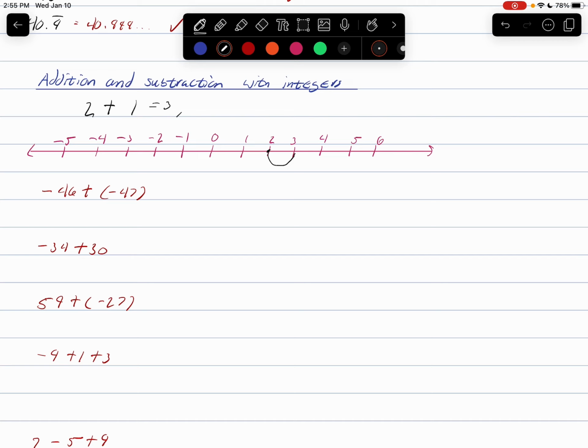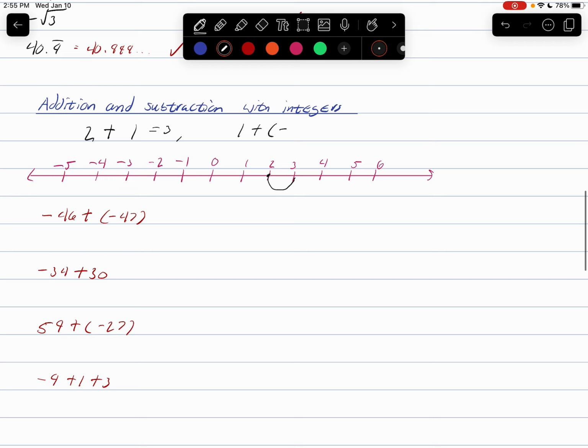But let's say we wanted to start with the number 1, and we're going to add negative 2 to it. So let's say we start here with 1. When we add a negative number, that's the same thing as subtracting, or you could think about it on a number line as moving to the left. So if we add -2, we're going to go to the left 2. So if we have 1 plus -2, that's the same thing as 1 minus 2, which is going to give us -1.